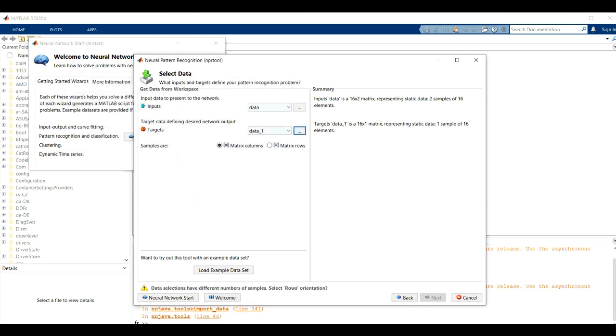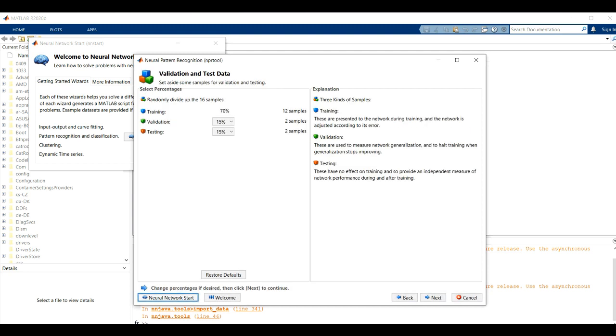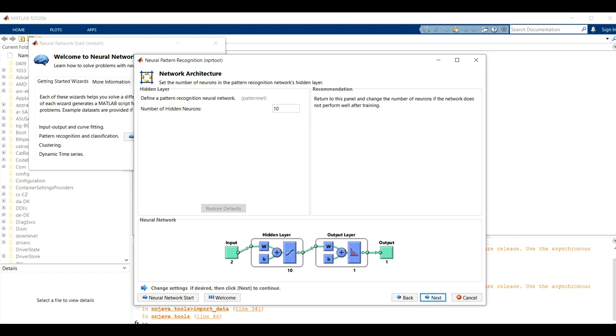So it is in matrix form. Choose that samples are in matrix form. So now go to next. Here we can give different samples. We have 16 samples. Of these, 12 samples are for training, 2 for validation, and 2 for testing. Now next. Now choose the number of neurons here.